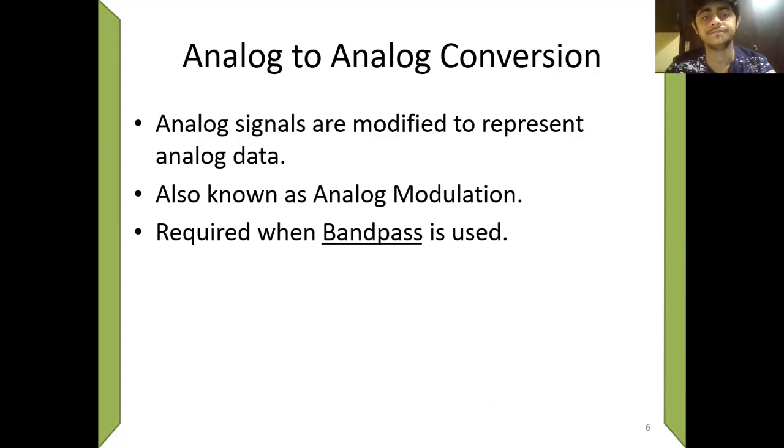Analog to analog conversion. Converting a low-pass analog signal to a band-pass analog signal is traditionally called analog to analog conversion. Analog to analog conversion or analog modulation is the representation of analog information by an analog signal.